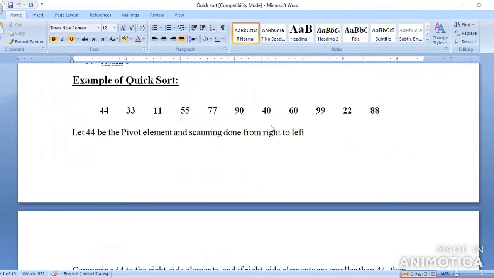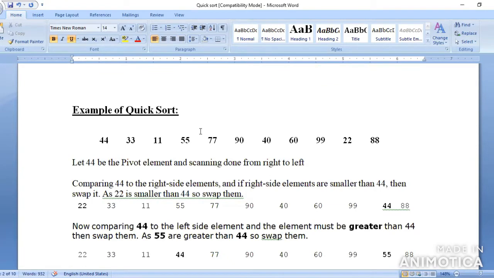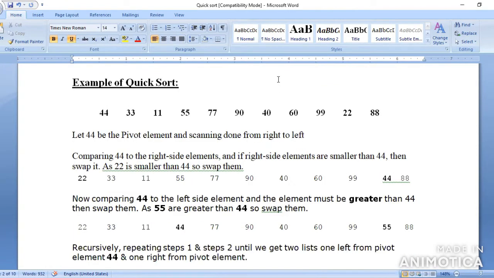Solve the problem. Here I give the example: 44, 33, 11, 55, 77, 90, 40, 60, 99, 22, 88. We have 11 elements.